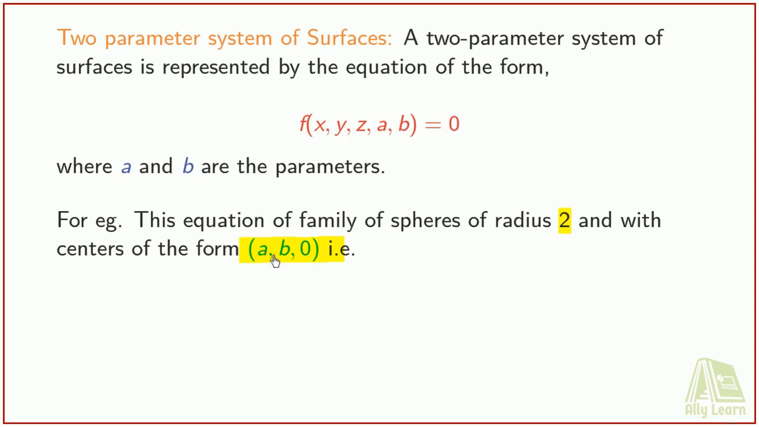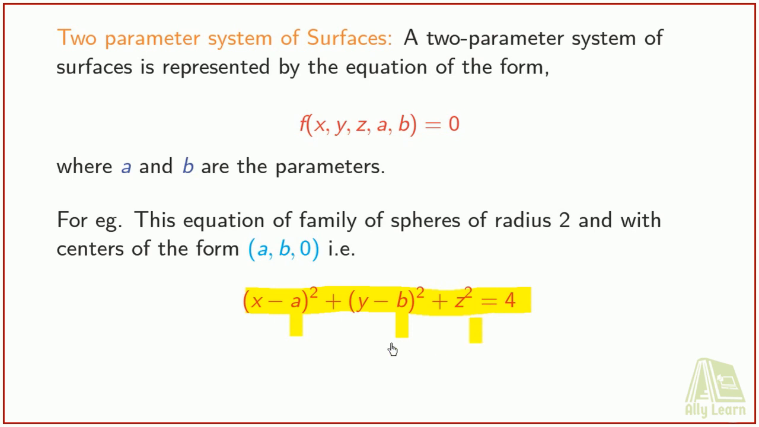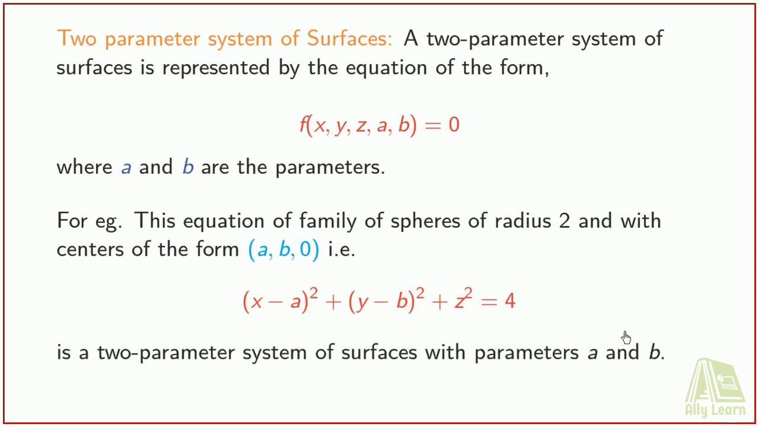So a and b will be the two parameters. So this is the equation. You can easily see that this is the equation of a sphere having radius 2 and center a, b, 0. And a and b act as the two parameters. Okay. So this family of spheres of radius 2 and centers of the form a, b, 0 is a two-parameter system of surfaces with parameters a and b.